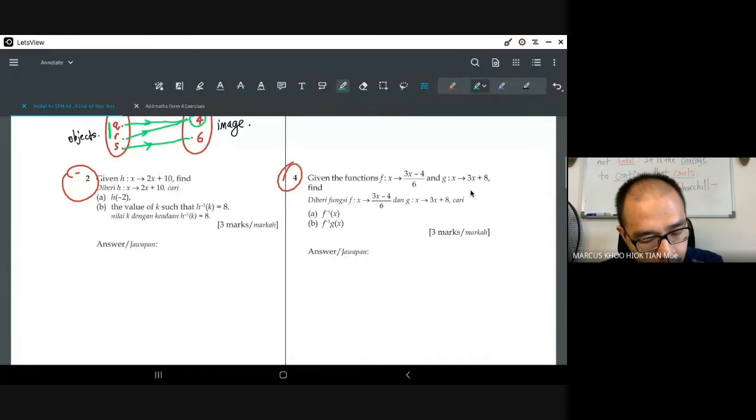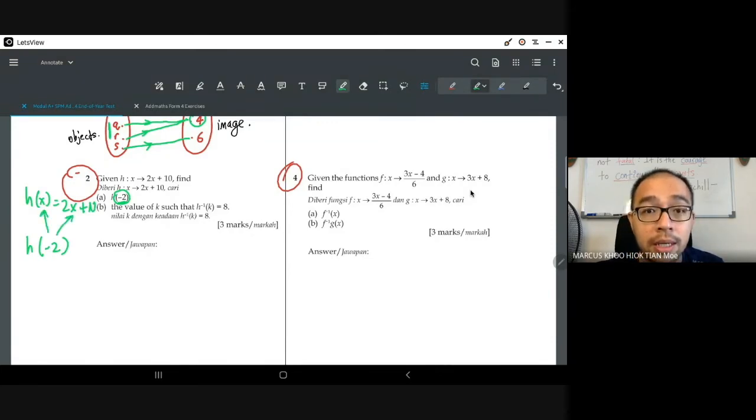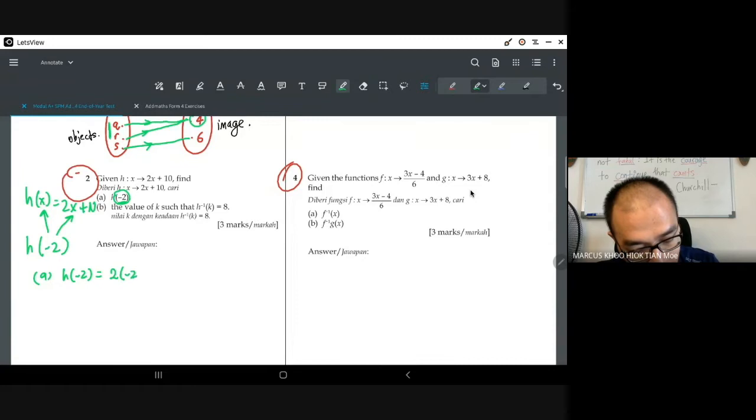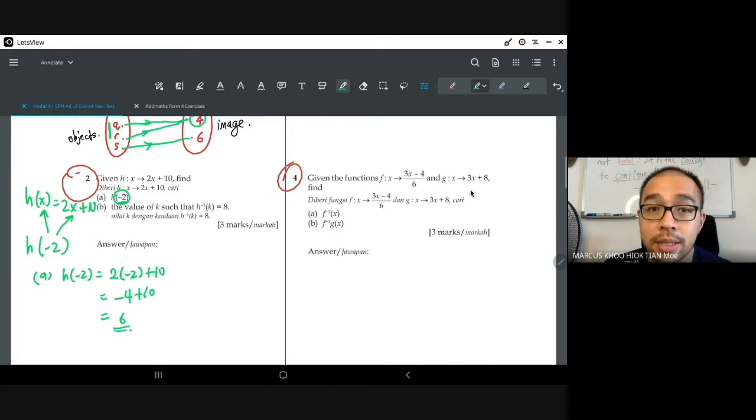Number 2, given h(x) equals 2x plus 10, you're asked to find h(-2). It's very simple. Remember that whatever is in the bracket here must go into the equation as well. So question A will be h(-2) equals 2 times negative 2 plus 10. This will give us negative 4 plus 10, which will give us 6. It's quite simply done.